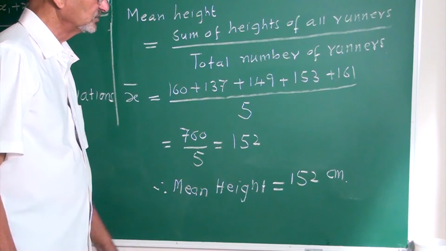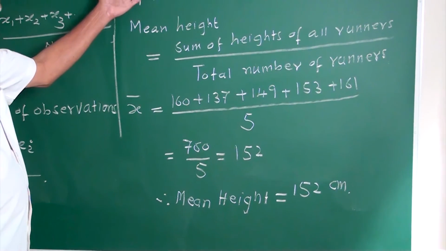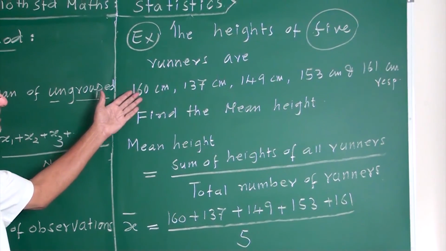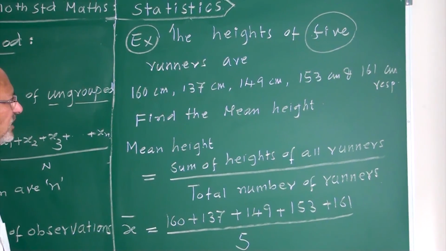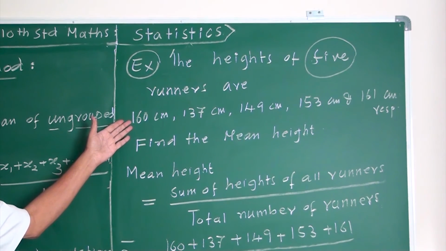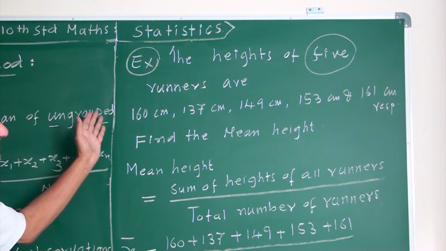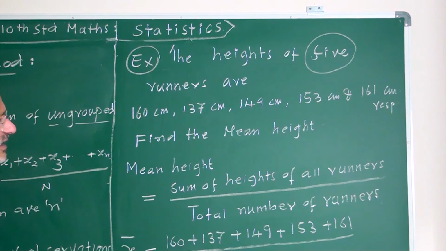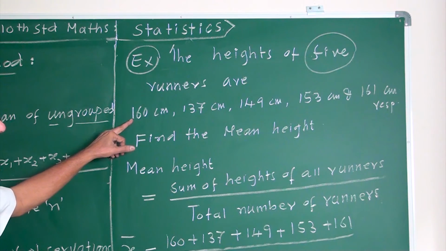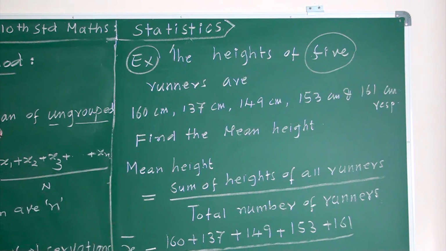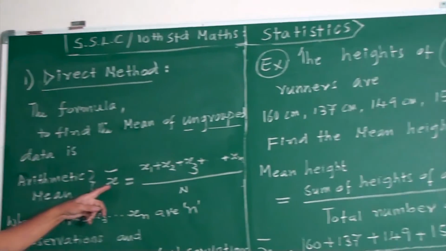152 centimeters. Why is it raw? Because the given data is what? As it is given. We have not arranged them in the form of what? Increasing, decreasing, nothing. It is as it is, the numerical data. So it is called as what? Ungrouped data.